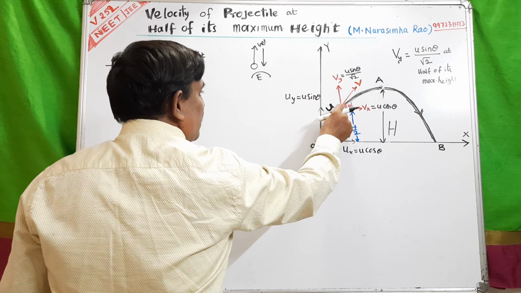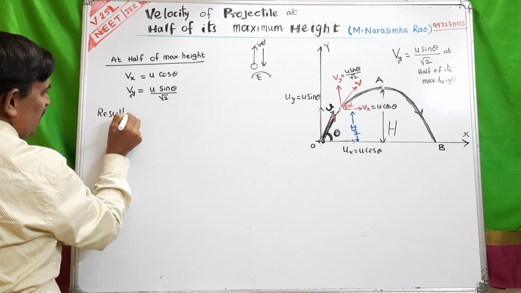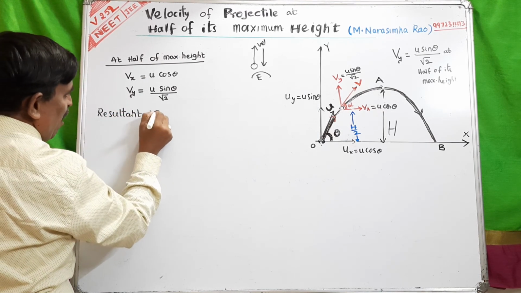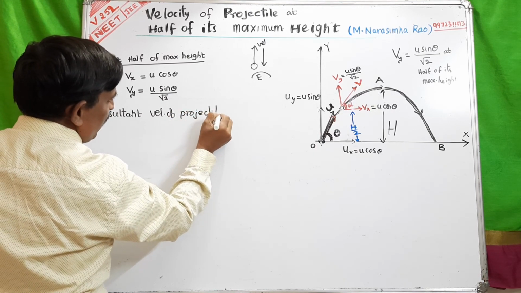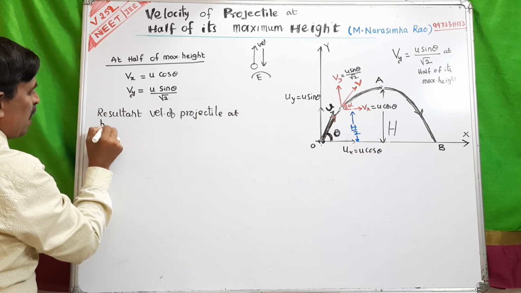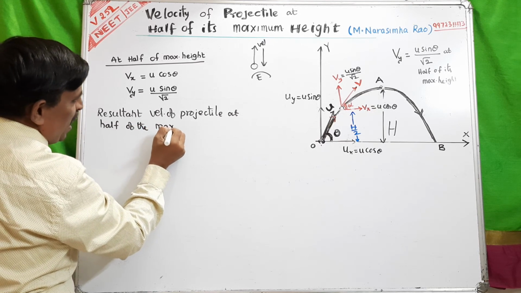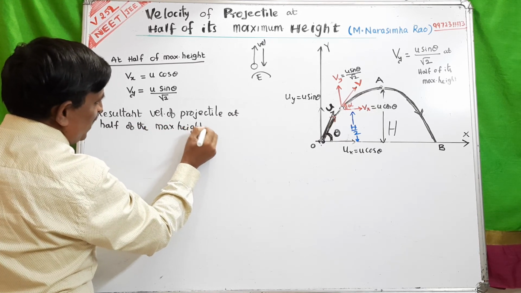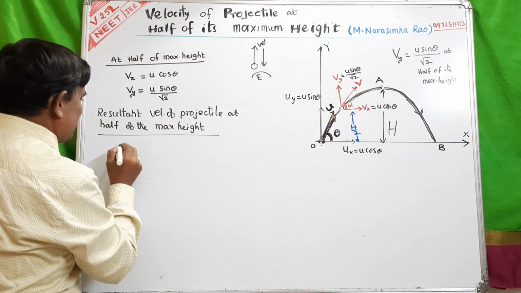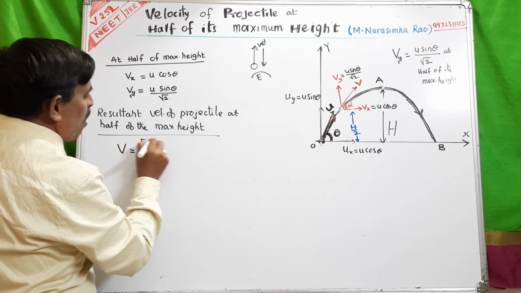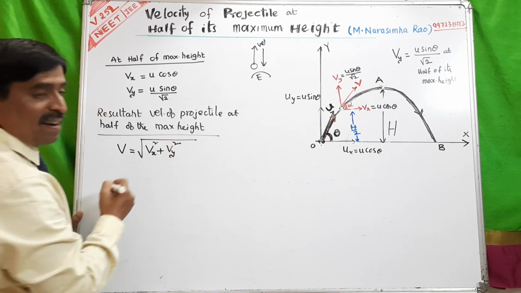Resultant velocity of projectile at half of the maximum height. Now, these two velocities are perpendicular. Resultant velocity is equal to under root of Vx square plus Vy square.